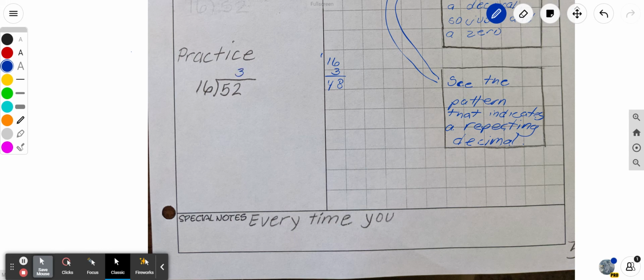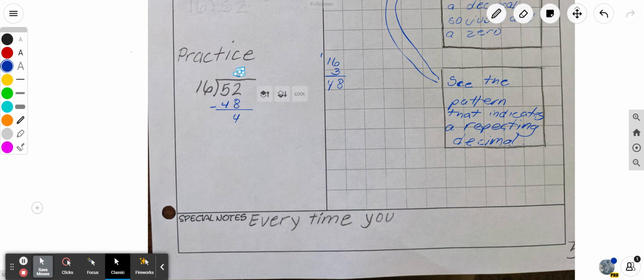So I did my first step. I divided and I put my answer on the line. Remember, every time you divide, put your answer on the line. So 16 times 3, that's my second step. Multiply is 48. And then my third step is to subtract. So 52 minus 48 is 4. Now 16 does not go into 4, so I'm going to add a decimal and a 0.